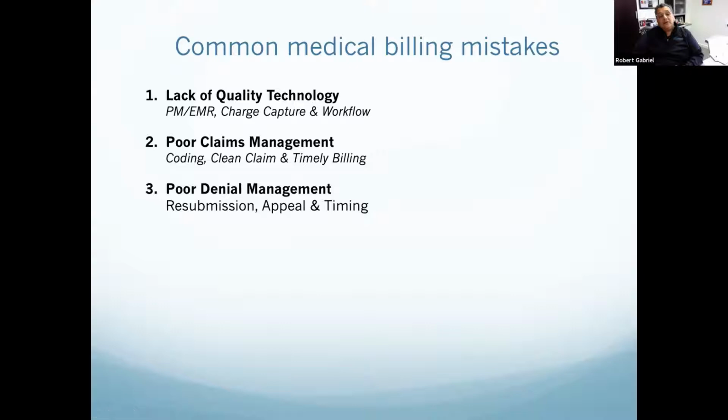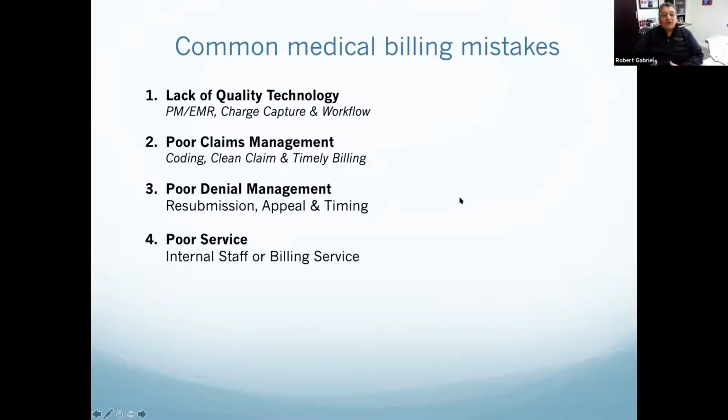Then there's poor denial management. There's a difference between a clean claim and when you get a denial, you have to work the denials, and that's resubmission, appeals, and timing. So your insurance company, unfortunately, gives you certain times to resubmit those claims or appeal those claims. So those things have to be done correctly and in a timely fashion.